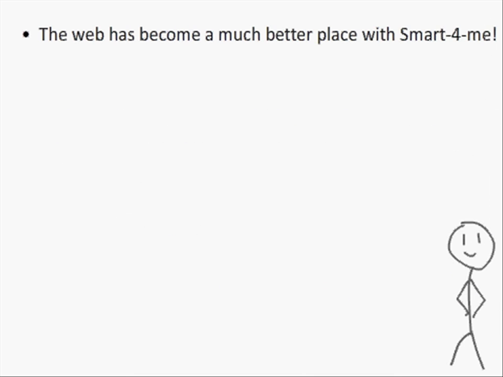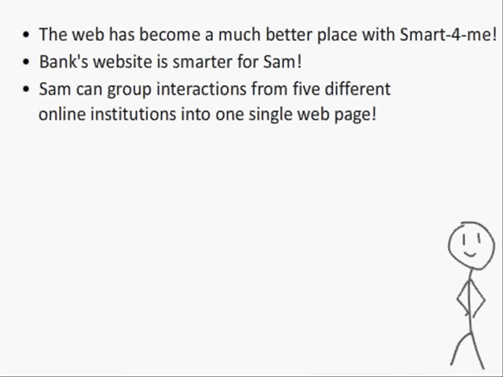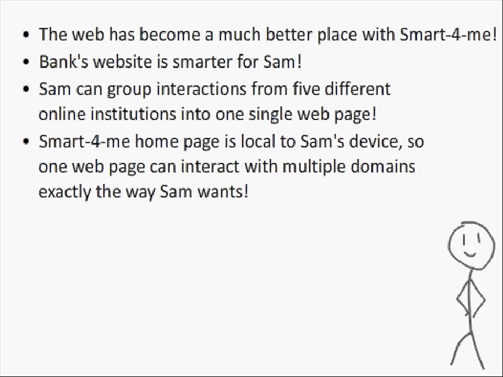The web has become a much better place with Smart-4-me. Not only is the bank's website smarter for Sam, but Sam also groups all Smart-4-me interactions with other sites into one single web page from the 5 different online institutions that he often needs to deal with when he's on the road. This Smart-4-me homepage is local to Sam's device, and therefore one single web page can interact with multiple web domains, exactly according to the way Sam wants it. This has never been possible before.